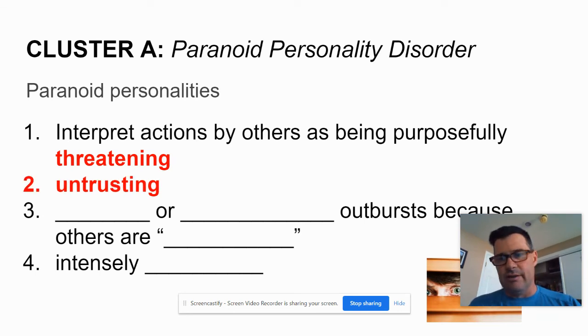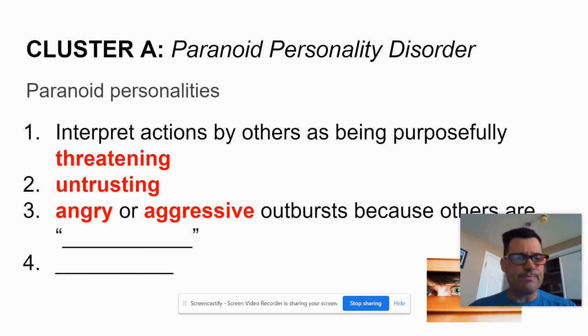Second, they're untrusting. The fact that they think you're threatening them is because they don't trust people. All right. So if they have a girlfriend or boyfriend, the person with paranoid personality disorder thinks that they're being cheated on all the time. Whether they are or not, they think they are. They think people are trying to rip them off all the time. So they just do not trust anybody.